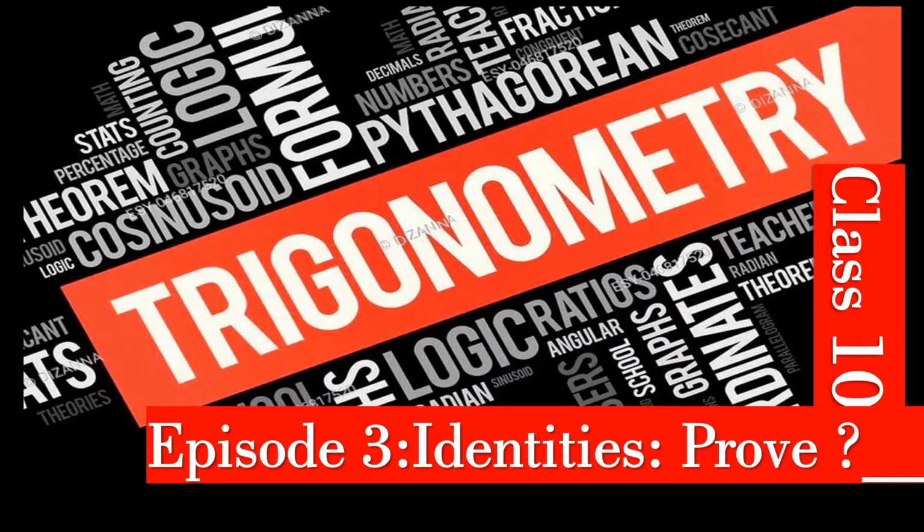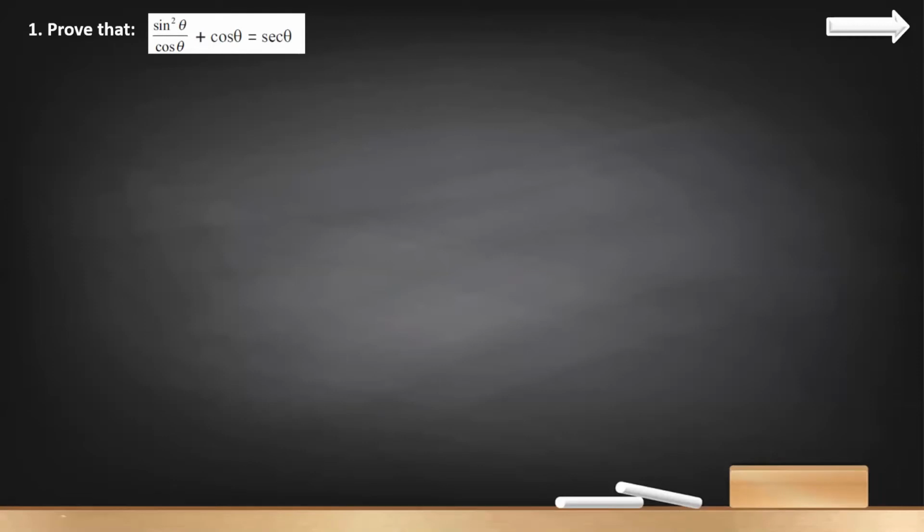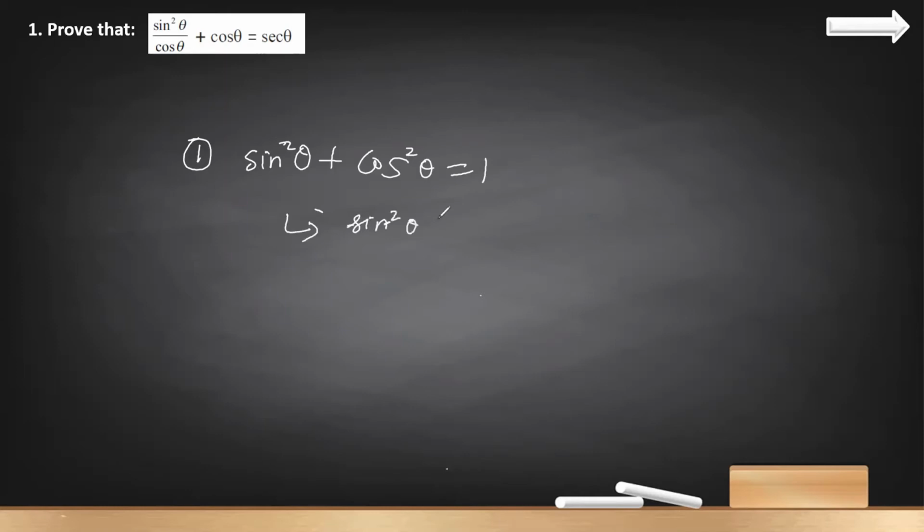So let's start. Okay, so the first type of question. Now, before starting, I just want to revise some of the identities that we did. There were 3 identities and 6 sub-identities. So the number 1 identity which we did was sine square theta plus cos square theta equal to 1, which implies that sine square theta is equal to 1 minus cos square theta and cos square theta is equal to 1 minus sine square theta.